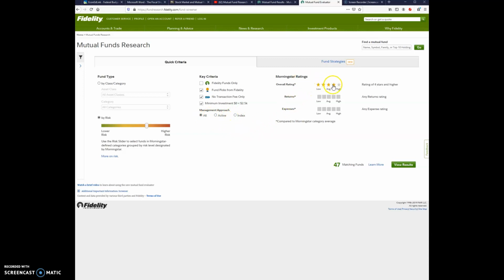Okay, Morningstar rating. I just like 4 or above. So I want a rating of 4 or above. You can choose whatever you want. I want something with high returns. Now notice that this is changing. And then better yet, I want something with low expenses. Whoa, I'm down to just 14. If I went to just average returns, I'd have 17 matching funds. Why not? Let's go for the best, shall we?